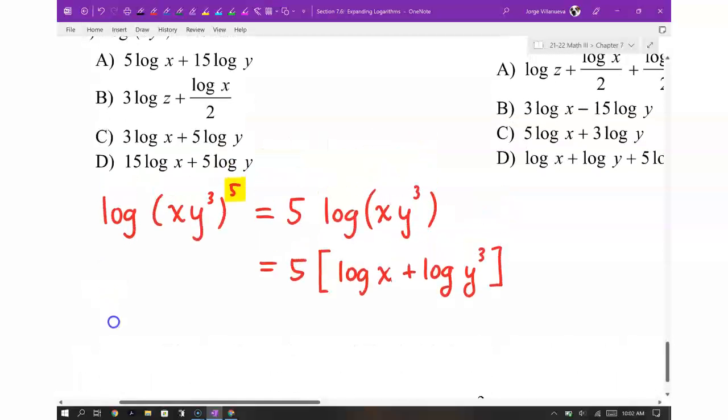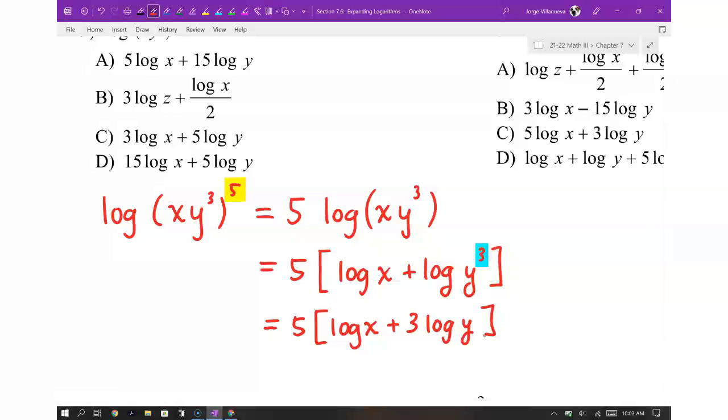Now, if you look at my answers, none of those seem to look like that. I'm not done yet because look, I have a power of 3 right there. I can still bring that to the front of that log. I'm just using the basic properties, not doing any kind of tricks. There's just the power rule for logs there. So there you go, I moved it to the front.